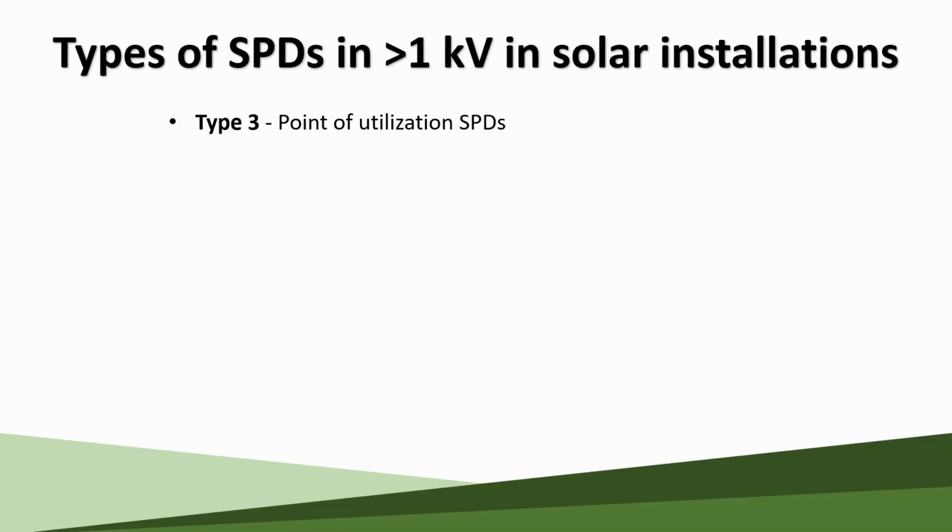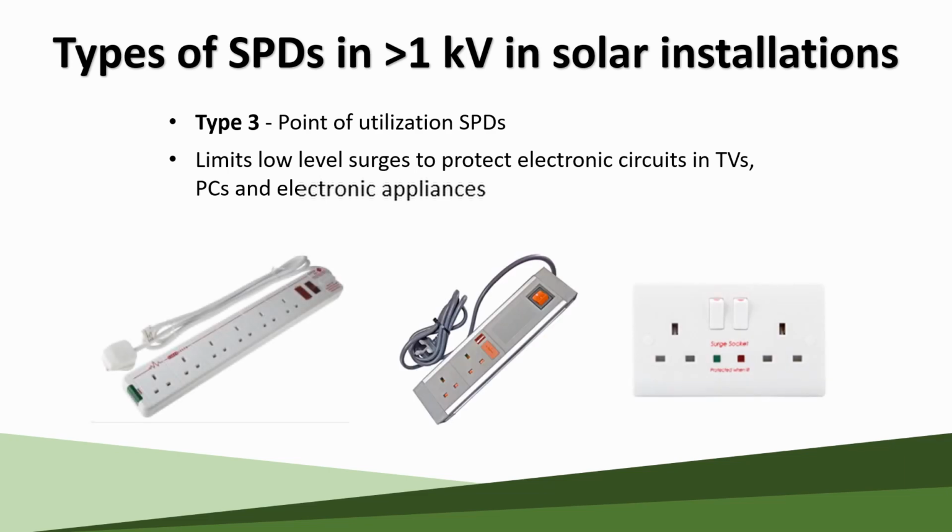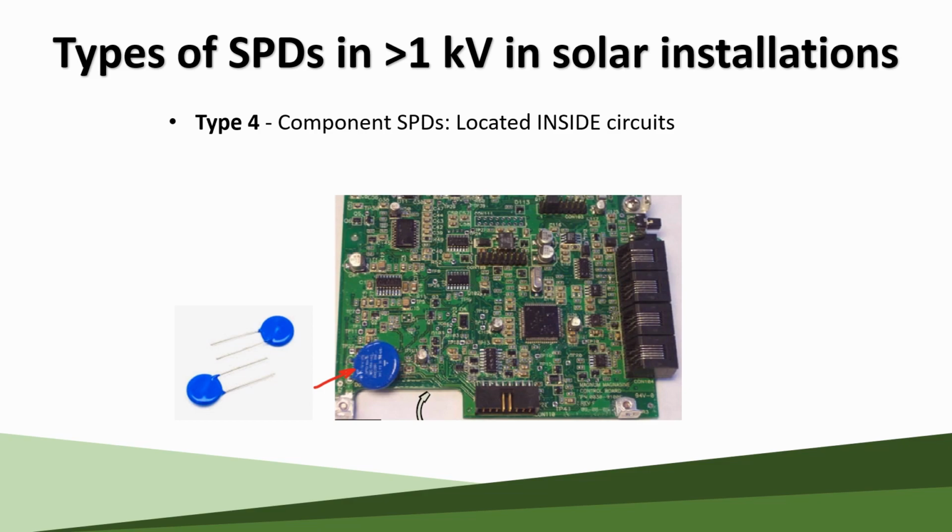Type 3 SPD, point of utilization SPDs, is to limit surges to PCs and electronic appliances. Typically used at the protective equipment, it provides point of use protection, is easily replaceable, and provides the last line of defense against a lightning strike and or transient spikes. Type 4 SPD, component SPDs, including discrete components and assemblies. You'll find these components in electronic circuits such as in charge controllers and inverters.